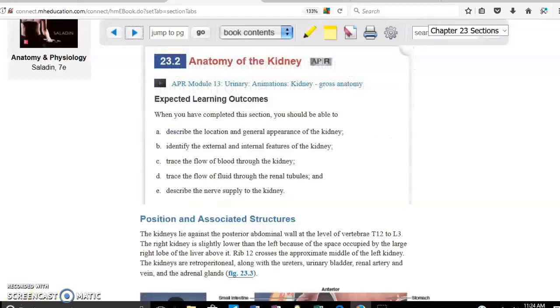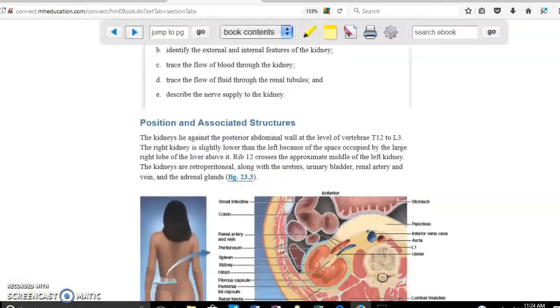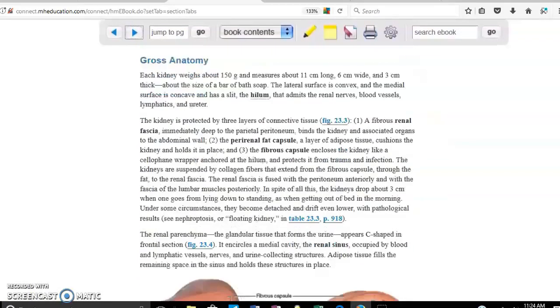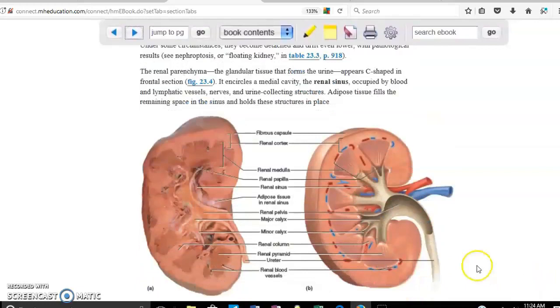Next topic is anatomy of the kidney. Kidneys are located in the abdomen behind the peritoneum, therefore they are considered retroperitoneal organs. If you cut the kidneys in half, you're going to see these structures in there. The outside, this is the cortex. It's covered by a capsule.